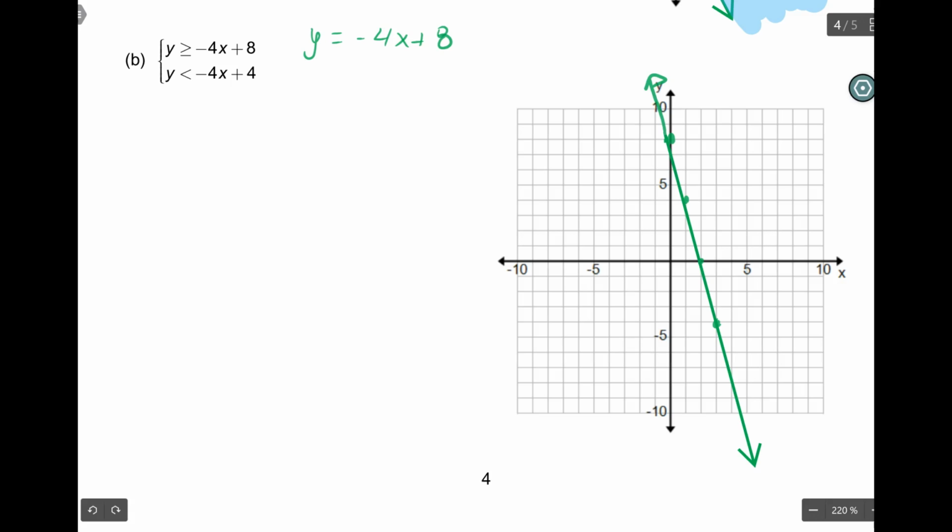Alright, my other graph is going to be y is equal to negative 4x plus 4, except this is going to be a dotted line because I don't have the or equal to. So I go to plus 4, and then I have a slope of negative 4.